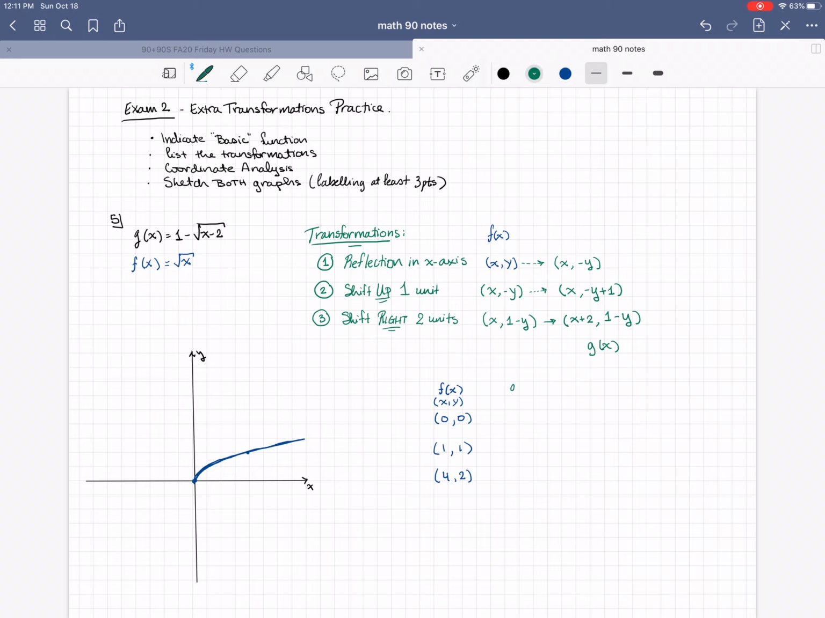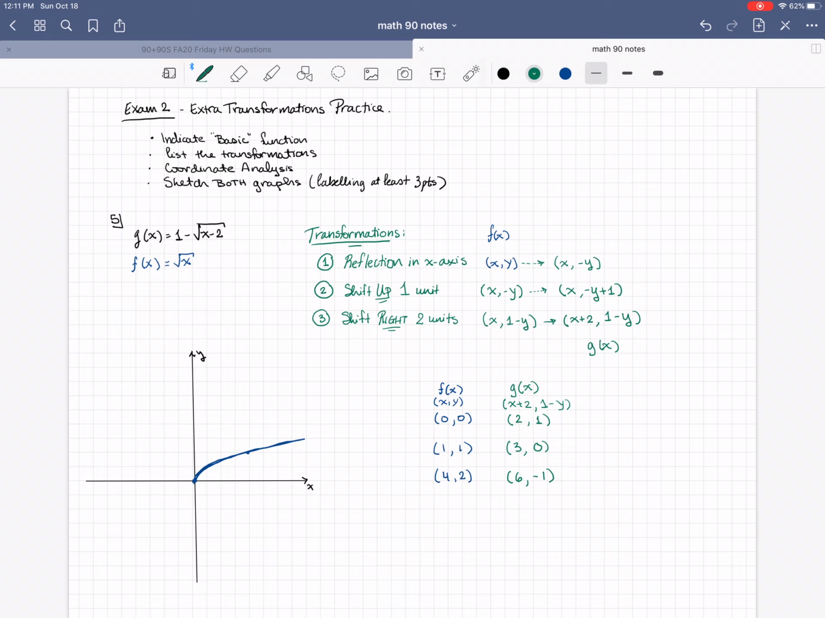So now for my transformed function g, remember x, y morphs into x plus 2, 1 minus y. So for each of these points, I'm going to plug in for x, and I'm going to plug in for y. So let's see what we get. If x is 0 and y is 0, then x plus 2, 1 minus y becomes 2, 1. If both x and y are 1, x plus 2 becomes 3, 1 minus y becomes 0. If x is 4 and y is 2, then x plus 2 is 6, 1 minus y is negative 1.